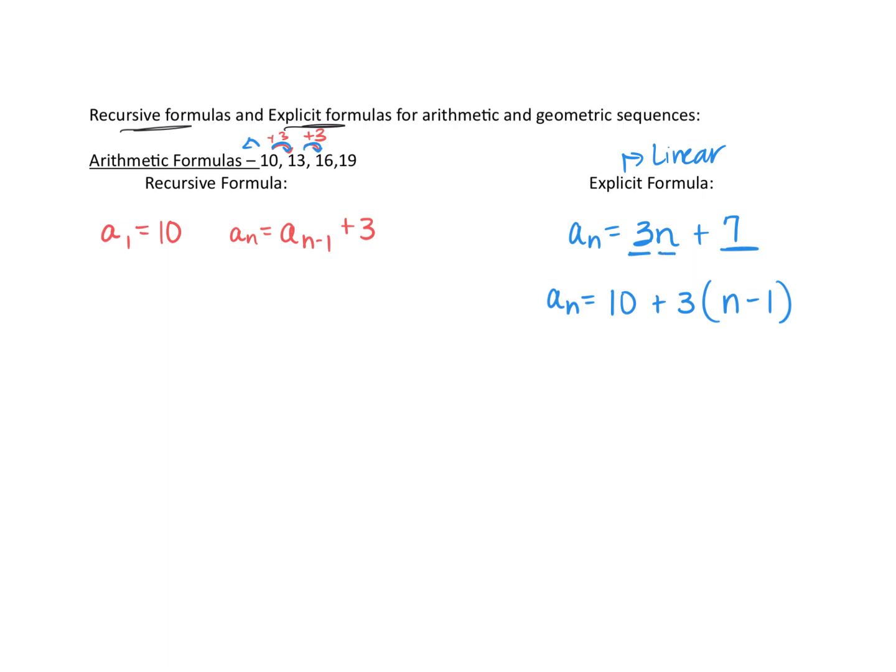Now, you might be like, hey, those look way different. They actually, if you multiply this out, would end up being the same, because if I do 10 plus, if I distribute 3n minus 3, I still end up with 3n plus 7. So that's the explicit formula for an arithmetic function. You can use either of these, but I just want you to be able to pick out how both of those work.